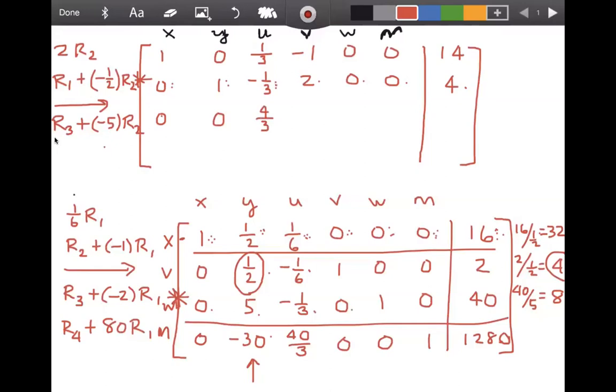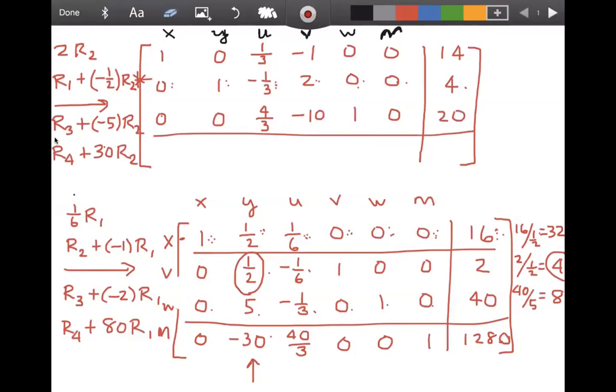0 plus negative 5 times 2 is negative 10. 1 plus negative 5 times 0 is 1. 0 plus negative 5 times 0 is 0. And 40 plus negative 5 times 4 is 40 plus negative 20, which is 20. All right, one more row to go, and that's row 4. We need to get rid of a negative 30, so we're going to do row 4 plus 30 times row 2.